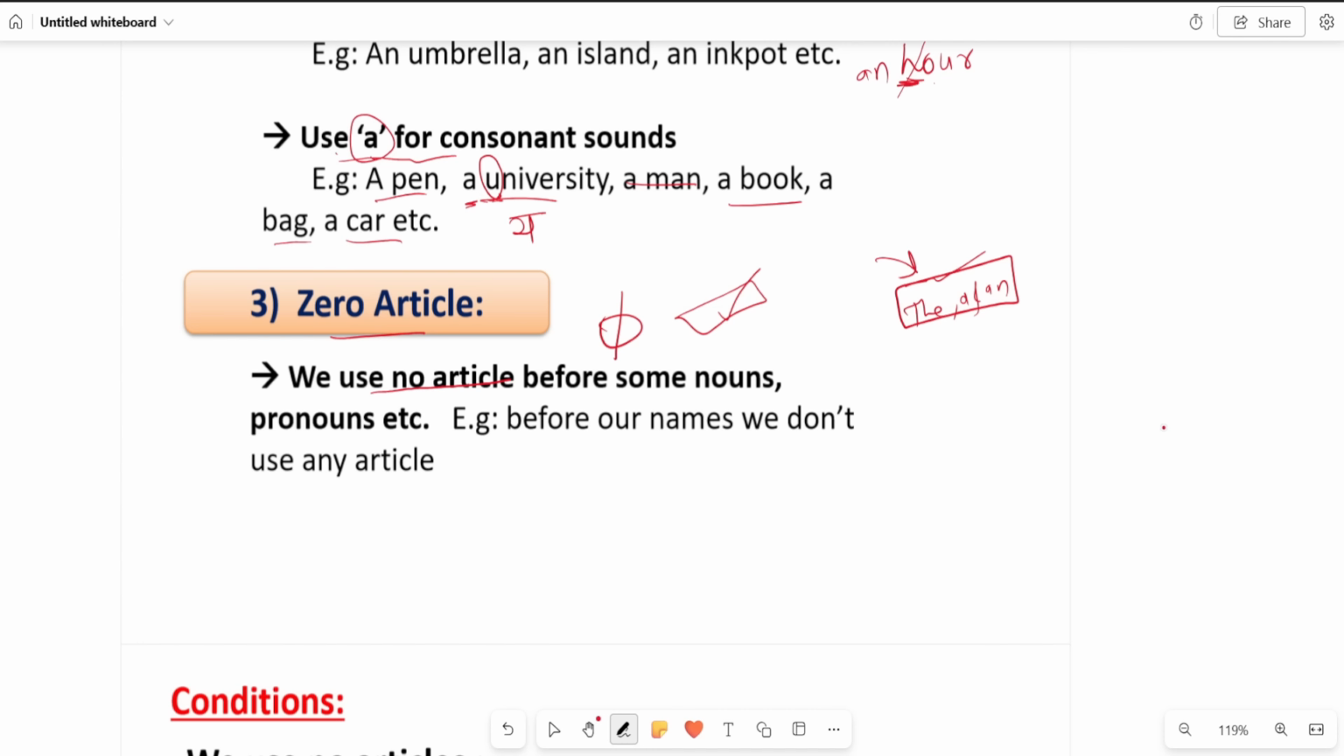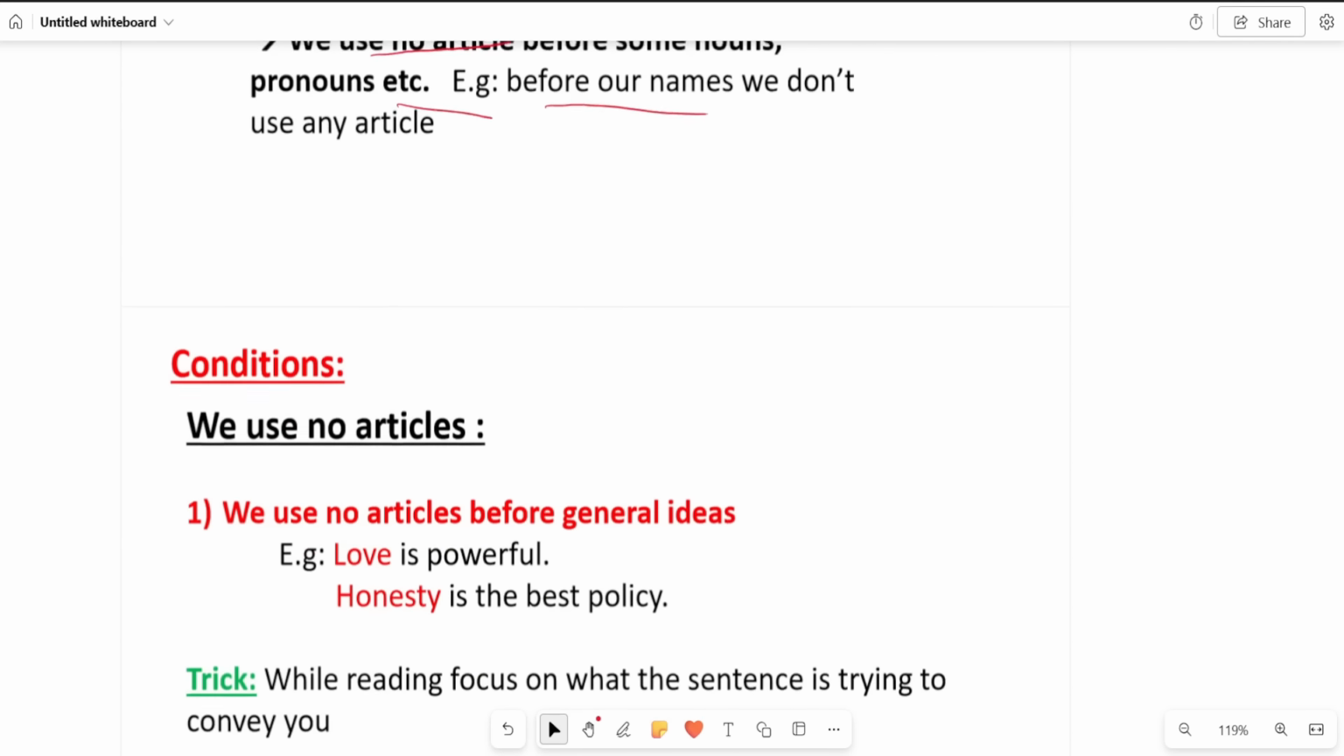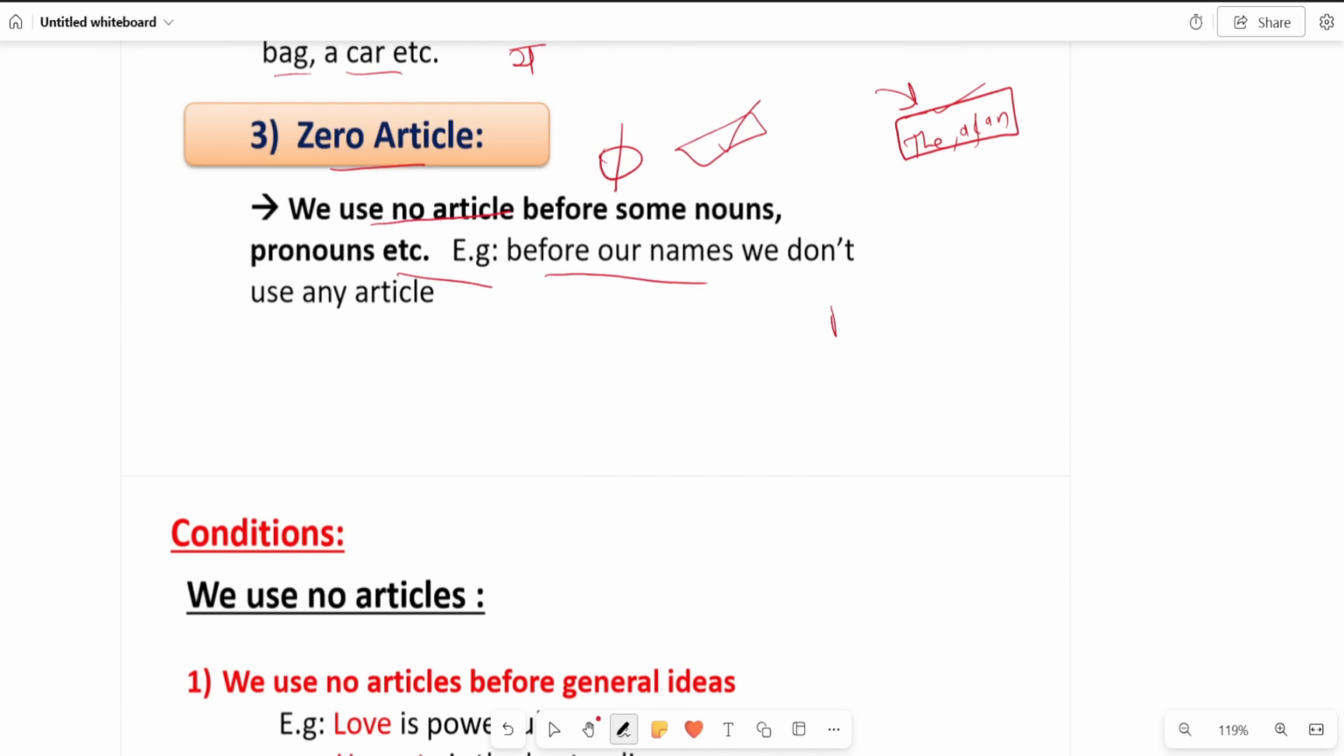So now see, before names we don't use any article, so that is what zero article is. We can't say, for example, for the girl with the name Rima, we can't say "the Rima", "the Priya", etc. Okay, we call only names. That's the reason before names and pronouns, we can't use articles. Okay, there are some rules, we'll understand, then it will be much clearer.